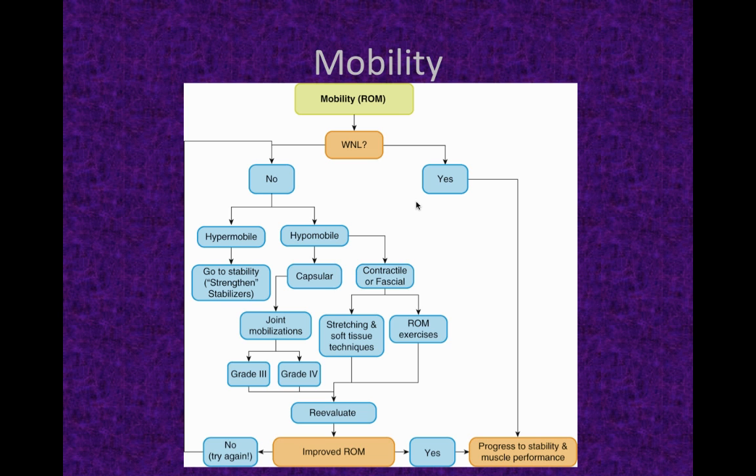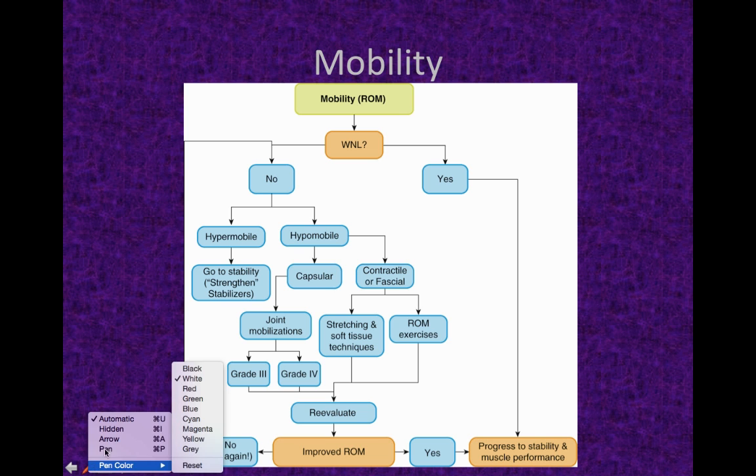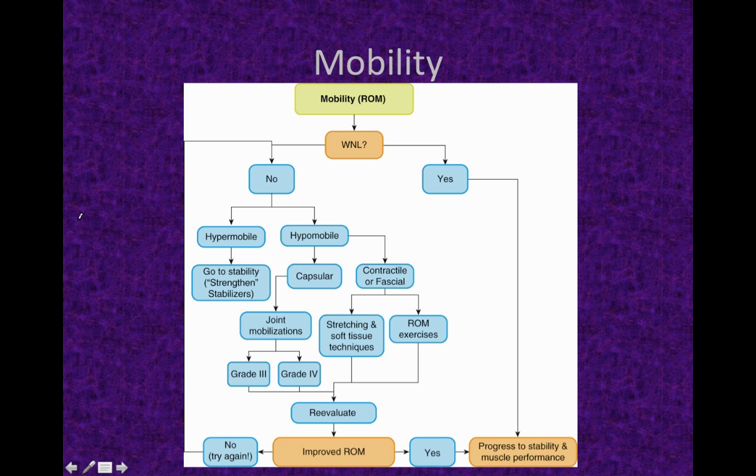This is the flow chart from your book. I really like the flow charts in your book, so if you haven't looked at it yet, I highly recommend it. So if you are unfamiliar with this term, it's WNL. This is within normal limits. And when we're talking about mobility, we're talking about range of motion, both active and passive. So we have active, active assisted, and passive range of motion. You've heard those terms now.